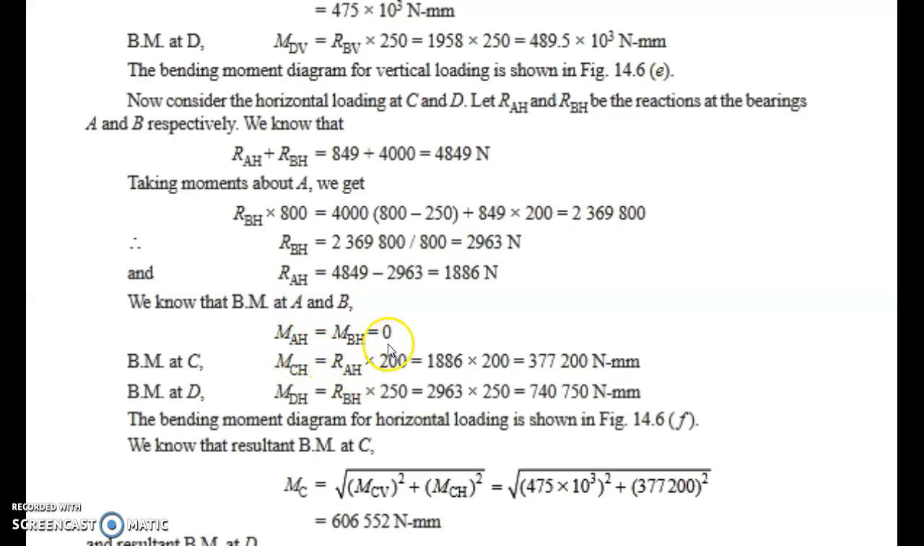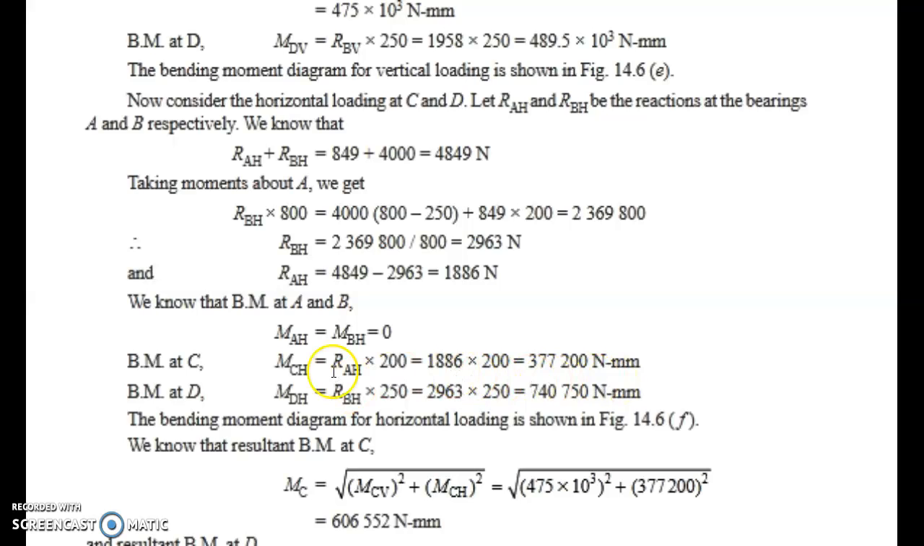Then again, consider the bending moment at A for the horizontal direction. Again at A and B, the bending moments are 0. But we have bending moments at C and D. How can we find them? RAH into the perpendicular distance. We will get 377.2 into 10 raised to 3 Newton millimeter.